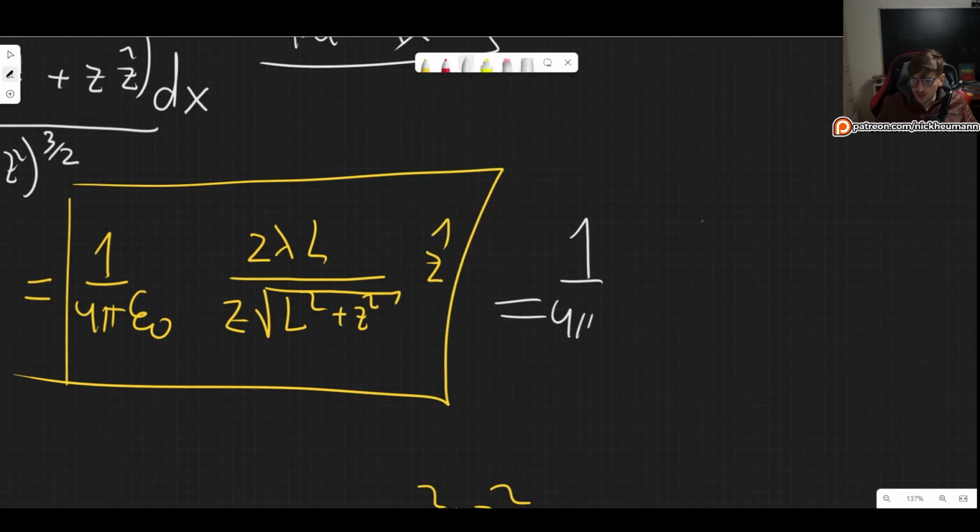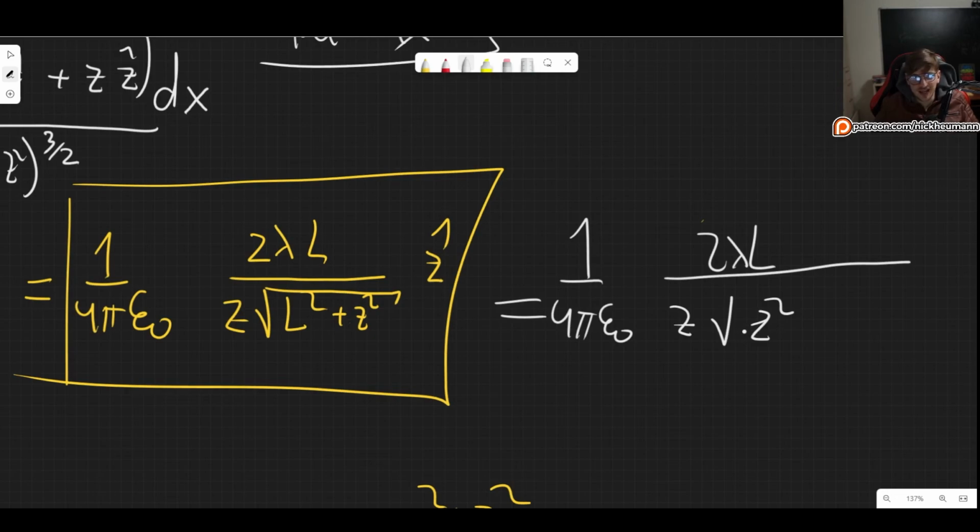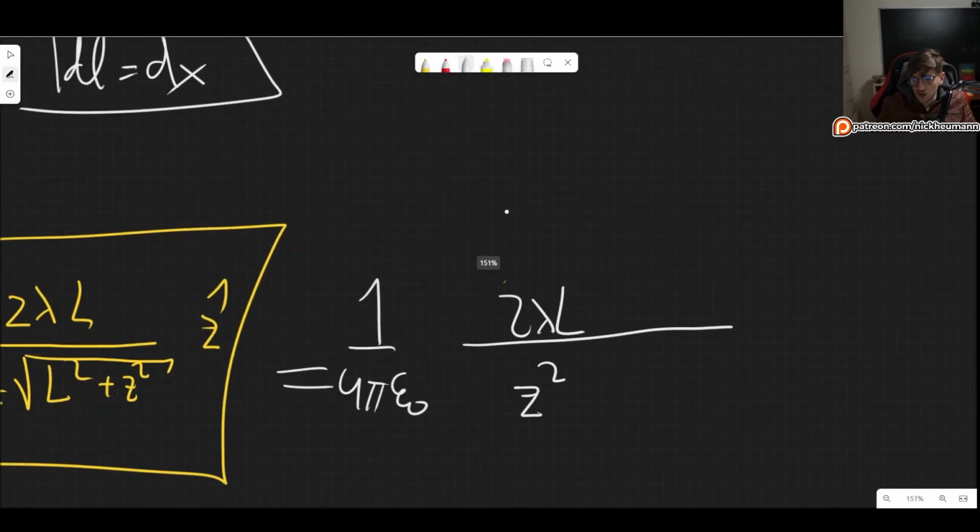So 1 over 4 pi epsilon 0, 2 lambda L, and then underneath we have z. And look at this: L squared plus z squared. L is much smaller, so this is basically just z squared. If you have like a million plus 1, it's basically a million, right? It barely changes. So you can say that it's basically just z squared. So you have to take the square root of the z squared, which is simply z. And then we have this other z squared, so we get z squared, and of course, in the z direction.